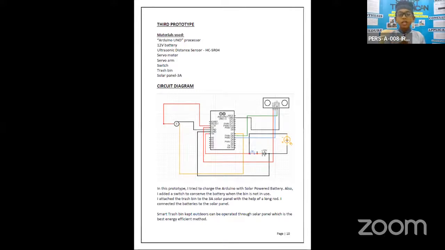I also added a switch to conserve the battery when the bin is not in use. I attached the trash bin to a 3A solar panel to help in the long run. I connected the batteries to the solar panel. A smart trash bin kept outdoors can be operated through a solar panel, which is the most energy efficient method.